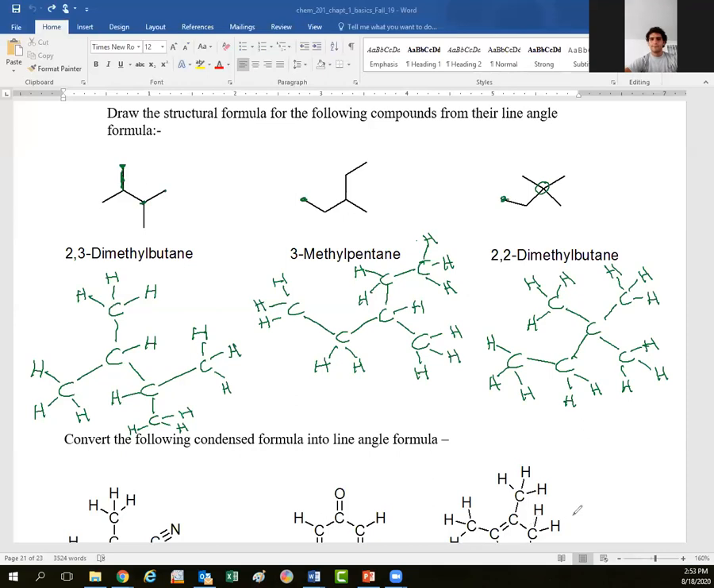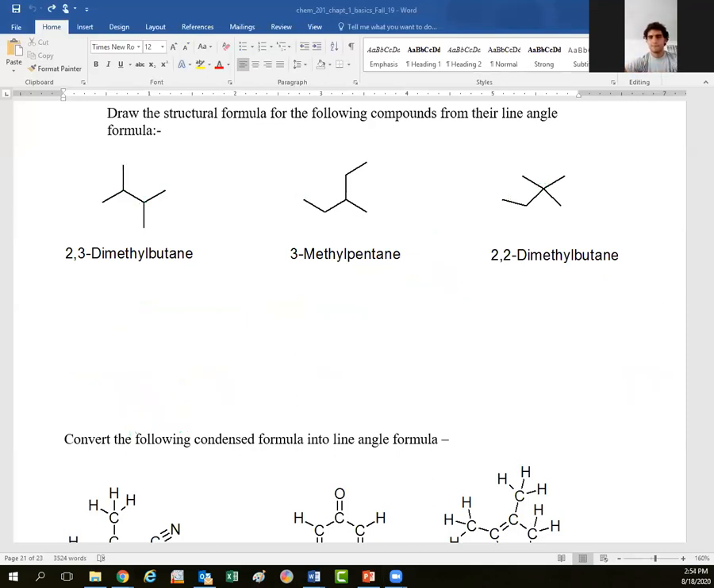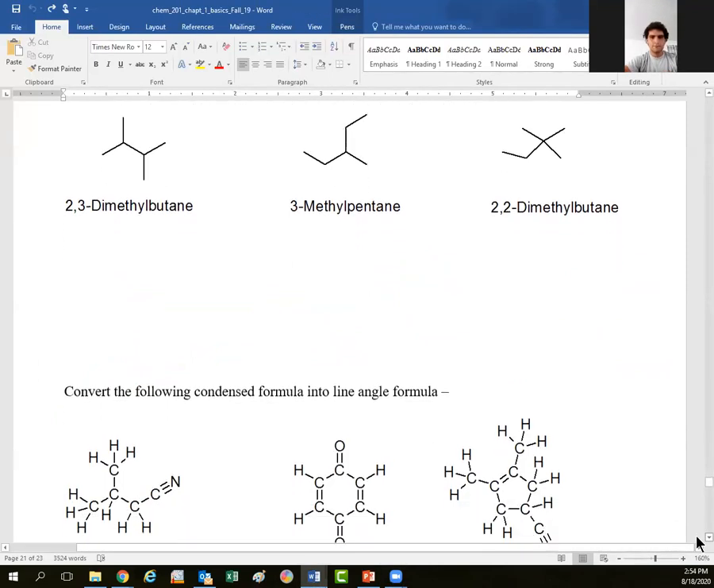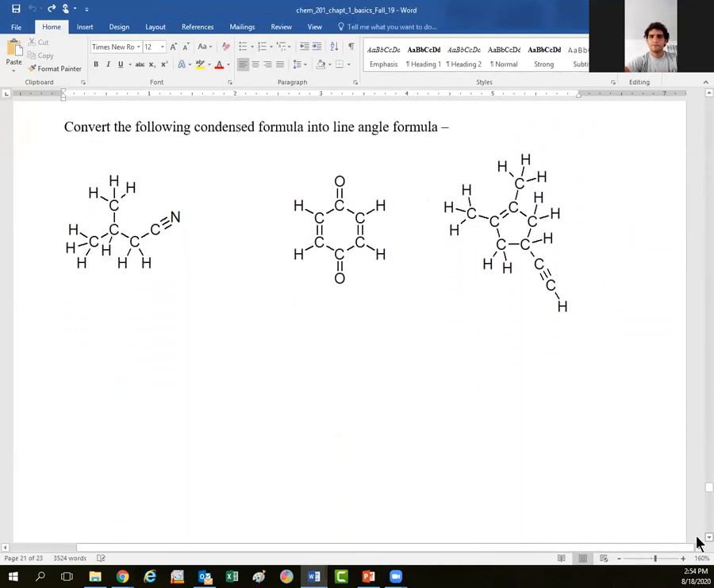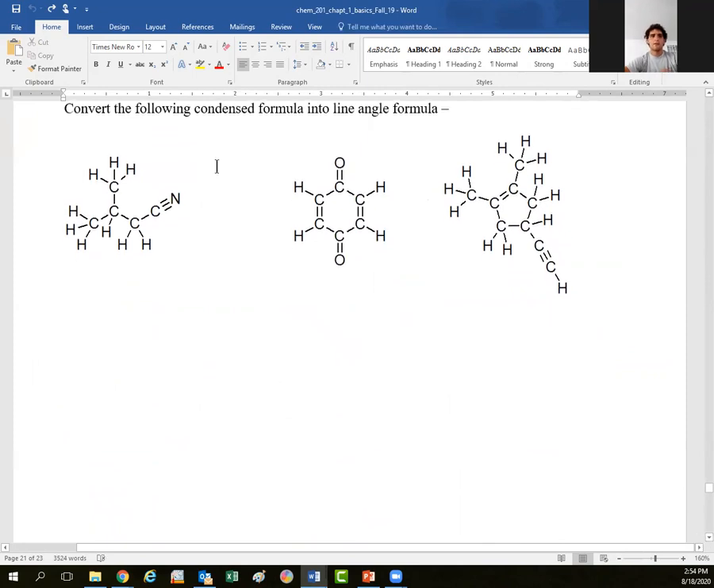Okay, straightforward. No big deal. Some of you might have already seen this idea before. It's always good to get the basics down before we start to try and run and look at alkanes and cycloalkanes in chapter 3. Next one, with the full formula, condense it down into a line angle formula. Take a couple of minutes, try this.